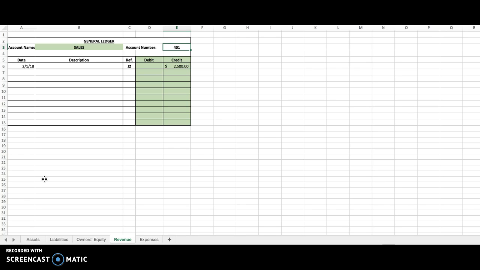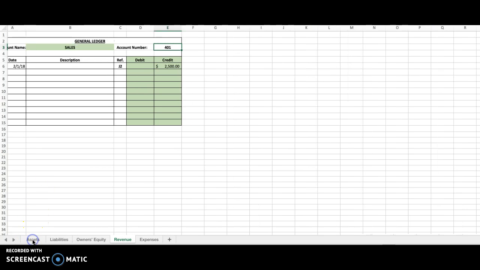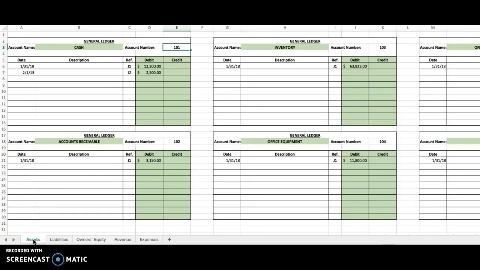February 1st again, in the journal, you see accounts receivable is debited. We know that is an asset account. So I will click at the bottom and go to my assets, find accounts receivable, and put in the date. Again, it's February 1. And the debit is $1,200. It's debited because accounts receivable increased.